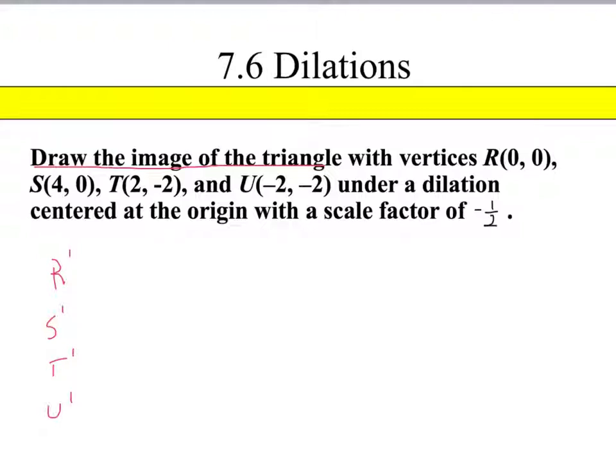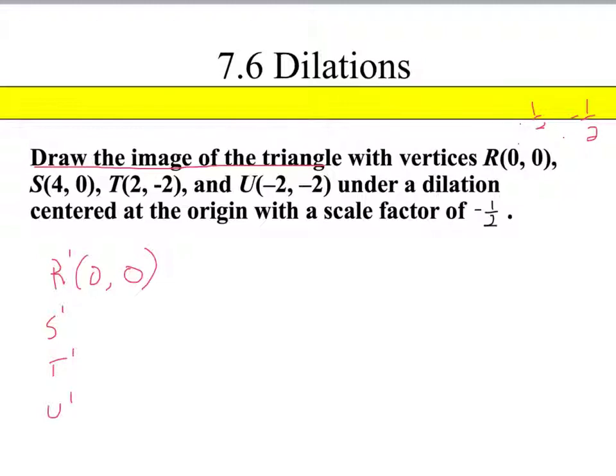All right, so now we know our scale factor on this is going to be a negative half. When we have a scale factor of negative half and we have our original points, all you do is take those original points and multiply them by your scale factor. So for R, we're going to multiply both the x and the y coordinates by a negative half. 0 times a negative half is 0, and if I do it again, I get 0 again. So R prime doesn't really move.